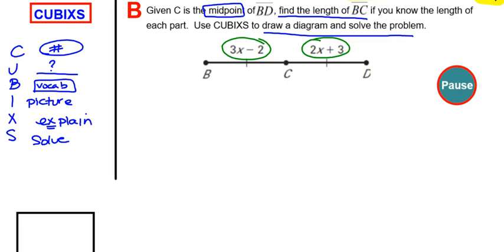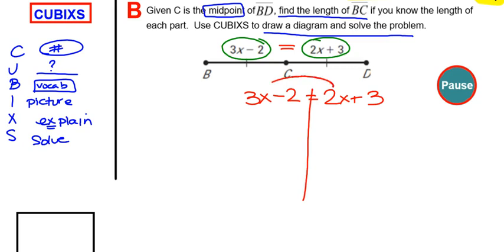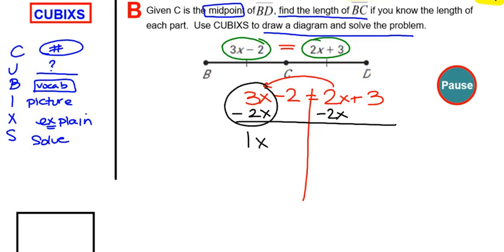And then to set up an equation, because I know I have a midpoint, I know these have to be equal to each other. So I have 3x minus 2 equal to 2x plus 3. From there, I want to solve. Again, I like to keep things positive, so I'm going to take this 2x and move it over to the left. So I'm going to minus 2x to both sides. 3 take away 2 is 1x. Minus 2 comes down. These make 0, so we just cross those out. And I didn't do anything with this plus 3, so I'm going to bring down the plus 3.